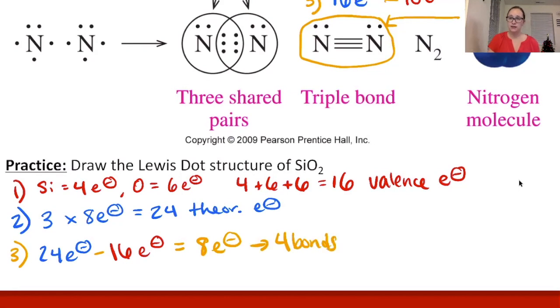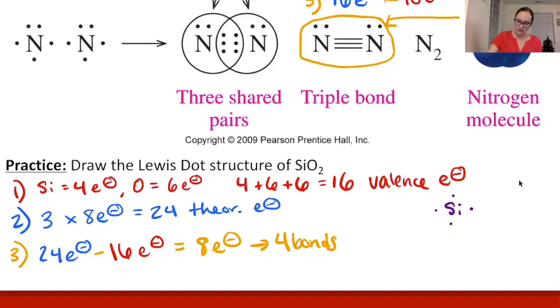So now we know that between these 3 atoms, we need to have 4 bonds. What I like to do is pick one element and put it in the middle. In this case, I'm going to pick silicon. We're going to draw it a little higher. So I'm going to have silicon in the middle, and I'm going to draw all its valence electrons. So we have 4 valence electrons around silicon.